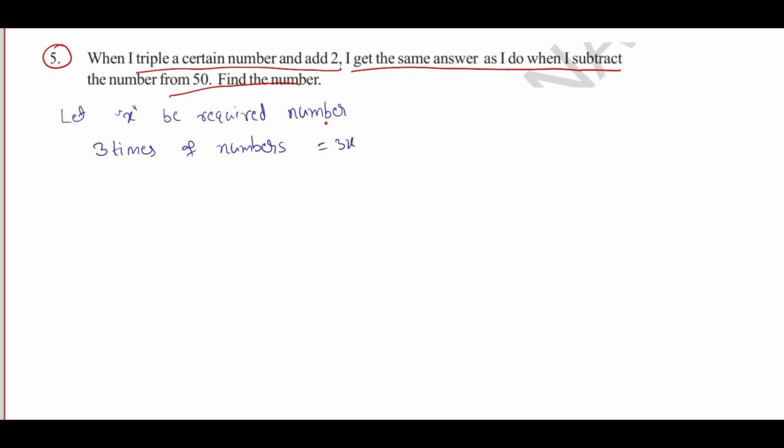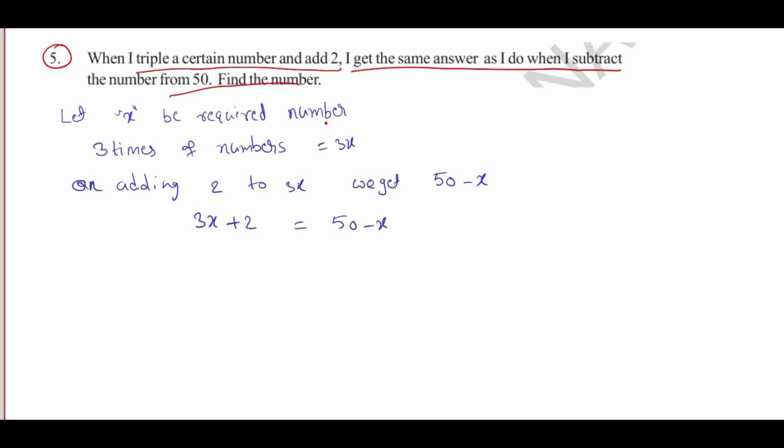and adding 2 to it, adding 2 to 3x, we get the same answer as when we subtract the same number from 50. That means the number we get is 50 minus x. That means for 3x, if I add 2, we get 50 minus x.